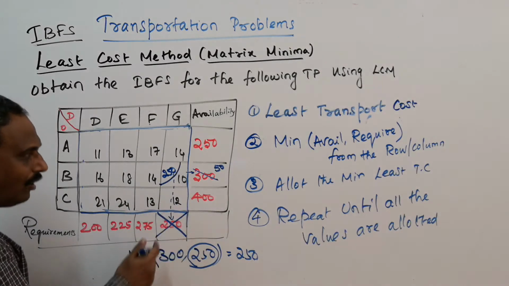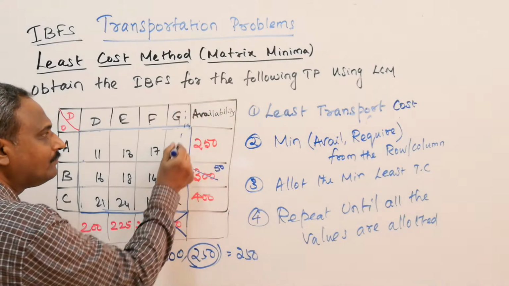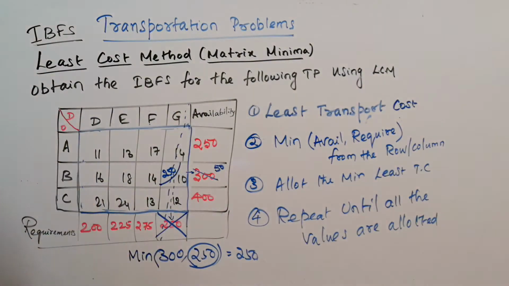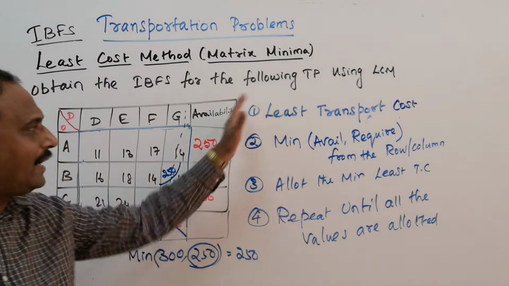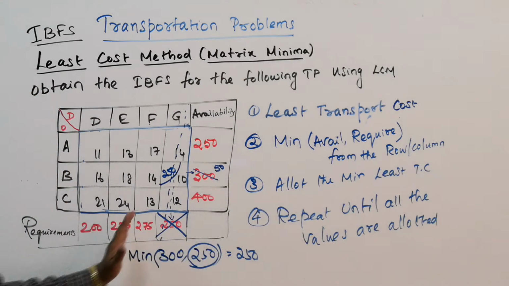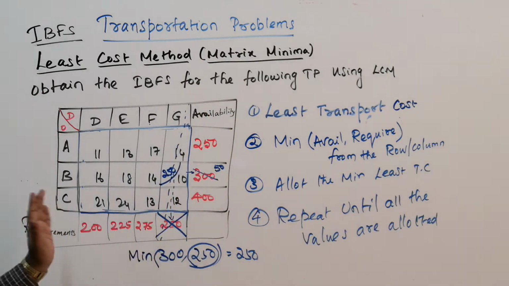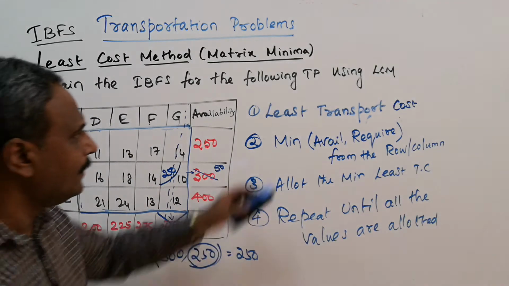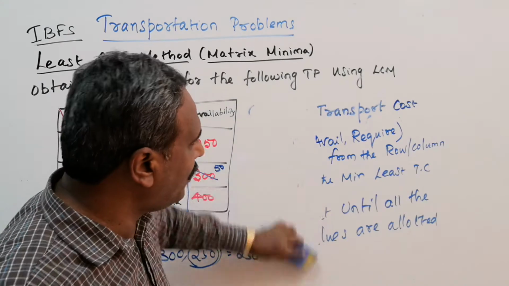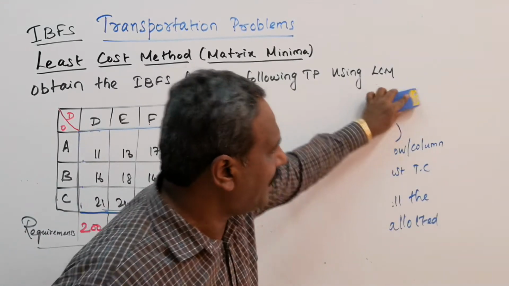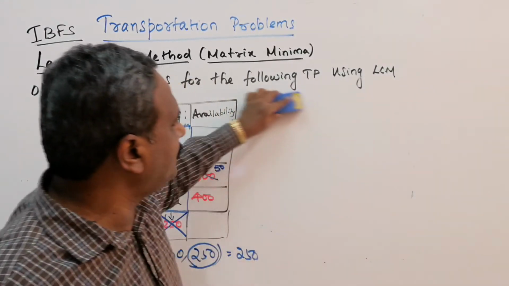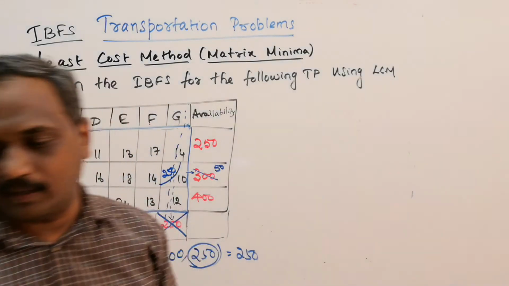So I have allotted all the values. That means my intention for G is finished. Now we are going to proceed with the same idea until the requirements and availability are all allocated. All the values are allotted. So let me proceed. If you want, you can proceed in the same matrix itself, otherwise you can proceed with a different matrix.